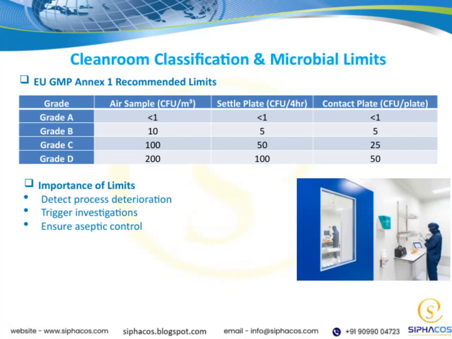Setting clear limits is crucial for keeping our processes in check. They help us spot when things start to slip: process deterioration, contamination risks, or lapses in aseptic control. This table shows the recommended microbial limits for different cleanroom grades. From A to D, each grade has specific thresholds for air samples, settle plates, and contact plates. Staying within these limits means we're maintaining the strict standards needed to ensure product safety and quality.